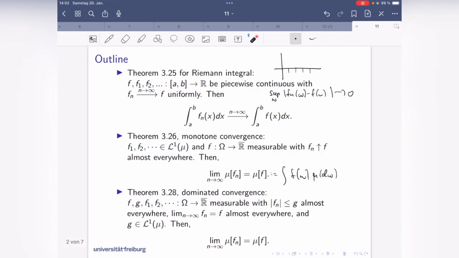Well, that was an important chapter today. Monotone convergence and dominated convergence, and we will need them frequently in the course on probability theory. And next time we will start with the next chapter. See you then.